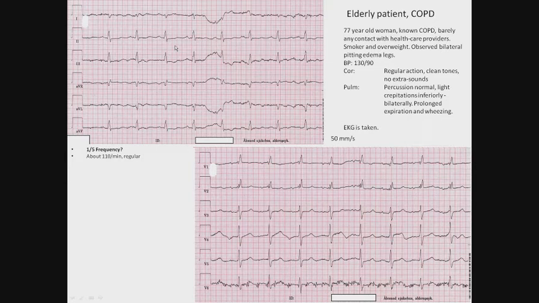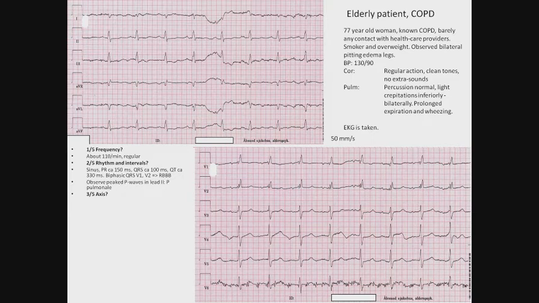Alright, so the third, let's see, check quickly the answers. Okay, we're on point, normal intervals, and signs of a right bundle branch block. We also see a peaked P wave in lead 2 called the P pulmonale, which can be found in, among other things, COPD patients. It indicates right atrial hypertrophy. Right now, third out of 5 steps.